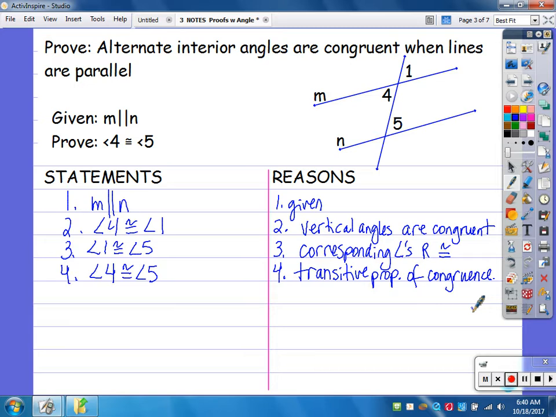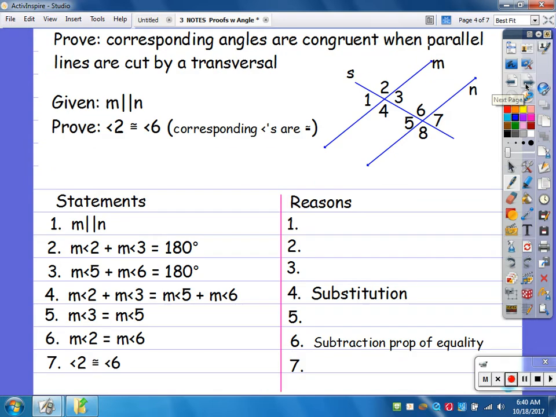All right, let's look at one where we're trying to fill in the blanks, which is again more of what you're going to try to do when you're working these out. So this time we're trying to prove that corresponding angles are congruent when parallel lines are cut by a transversal. So in other words, I cannot use corresponding angles are congruent anywhere in my proof. All right, so I've got to use anything else except that one.